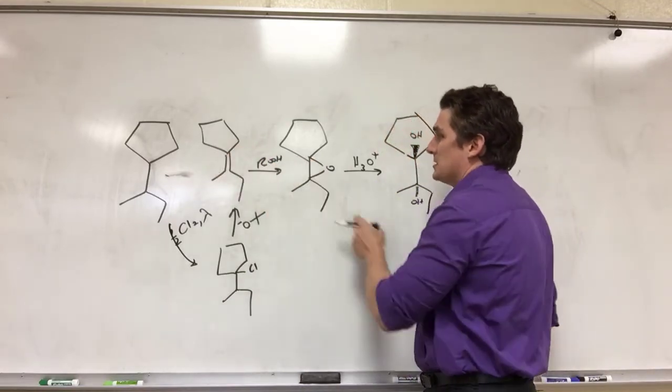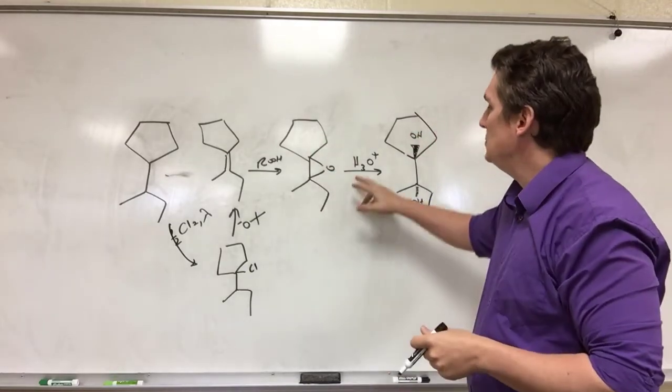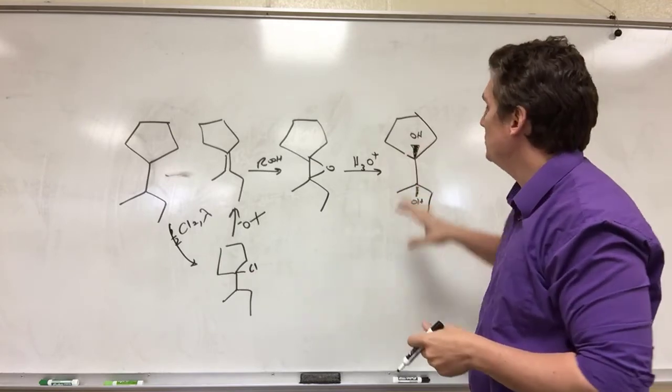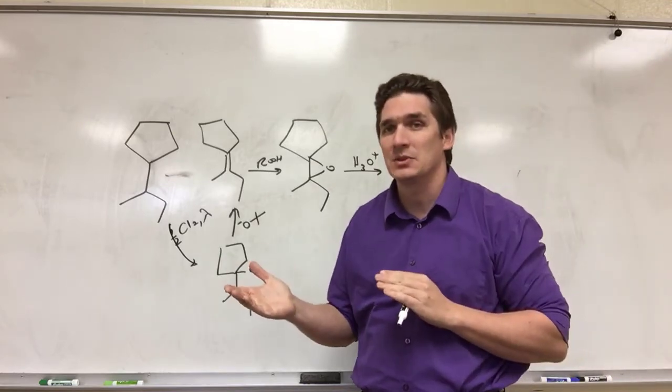From the alkene, add the peroxy acid. This will give you the epoxide, and then if you do H+, H3O+, you'll end up breaking apart the epoxide, and this will give you the alcohols on opposite sides in terms of the chirality.